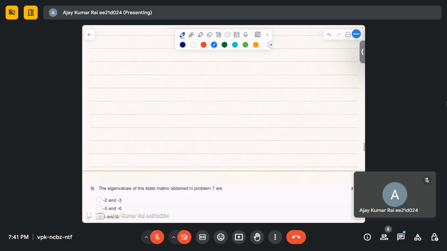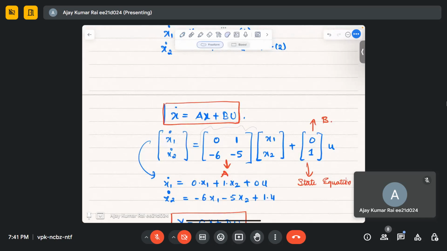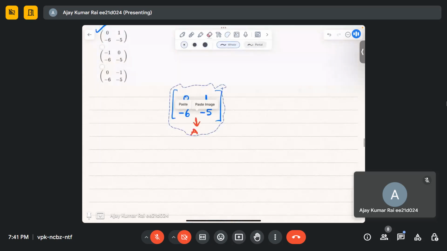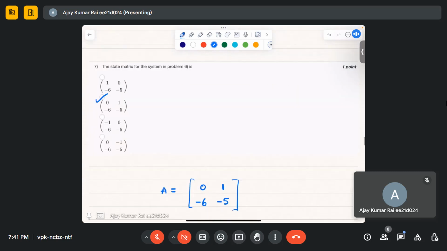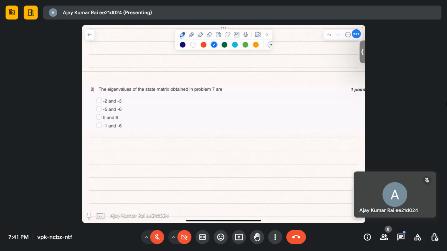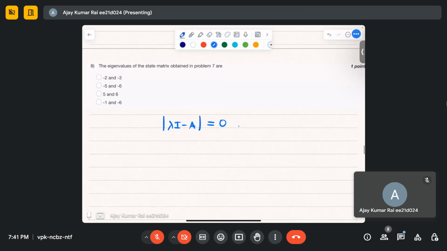Let me just copy that matrix, and so the answer is here. So this is the A matrix, state matrix, given by this. Now the eigenvalues of the state matrix obtained in problem 7. So how to get the eigenvalues? Lambda I minus A, you get the determinant and you just put it equal to 0.